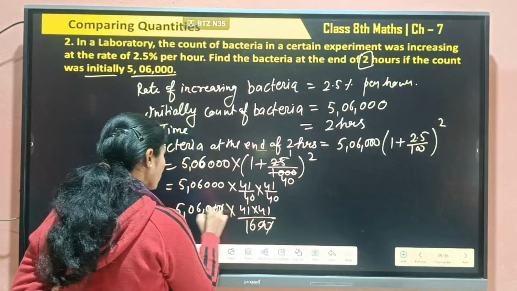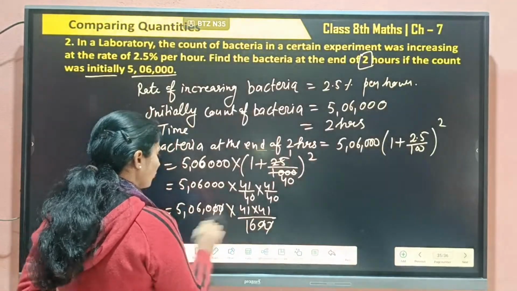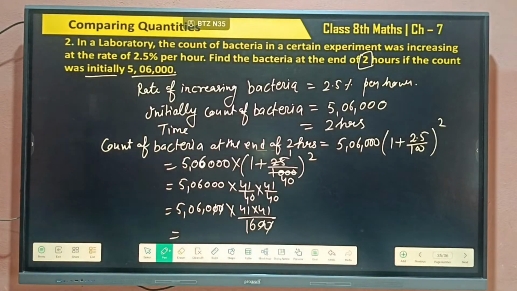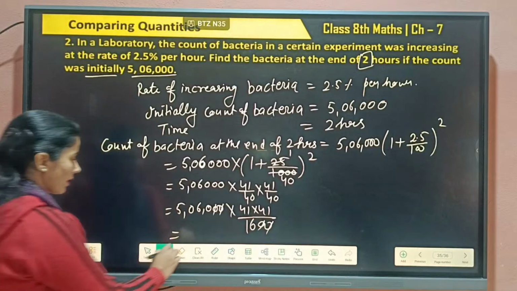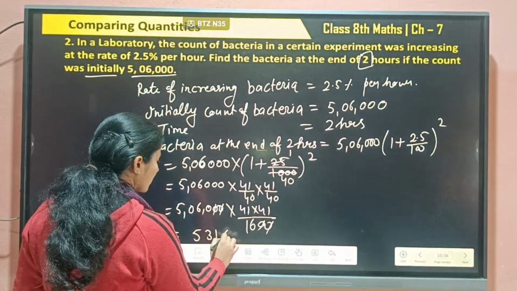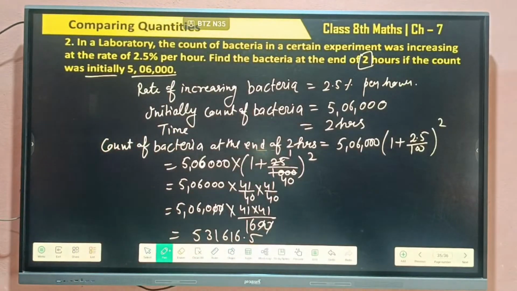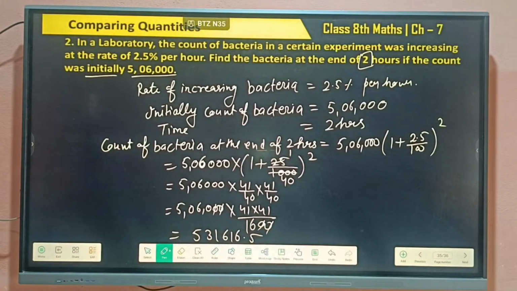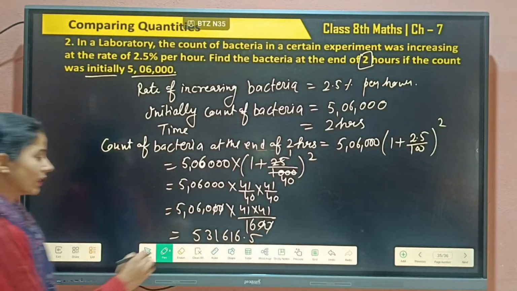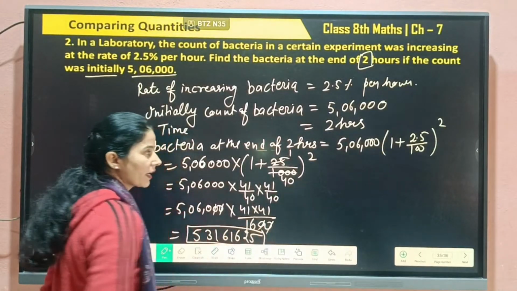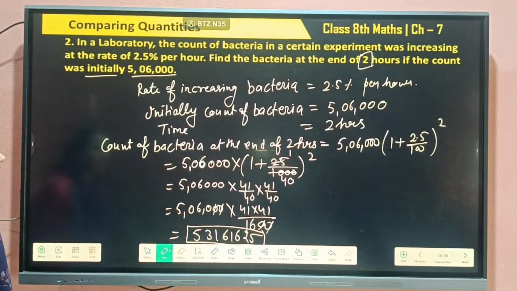These 20 and 20 will be cancelled. And if you multiply this one and divide by 16, then you will get 5 lakh 31,616.25. This is the count of bacteria at the end of 2 hours.